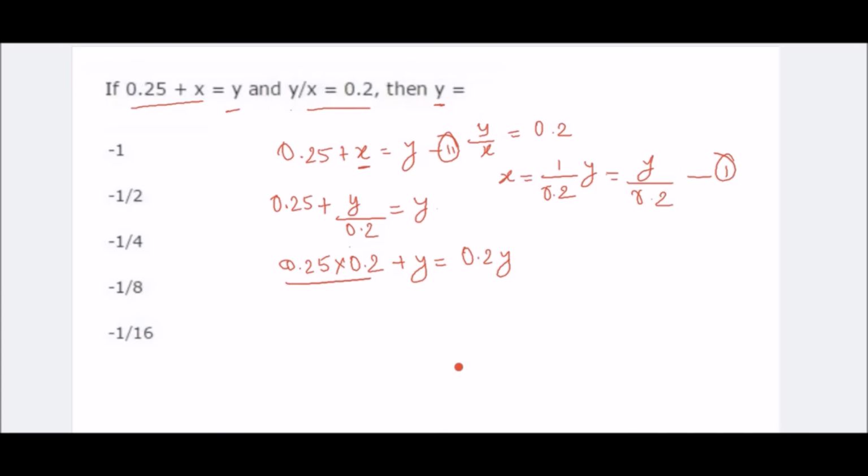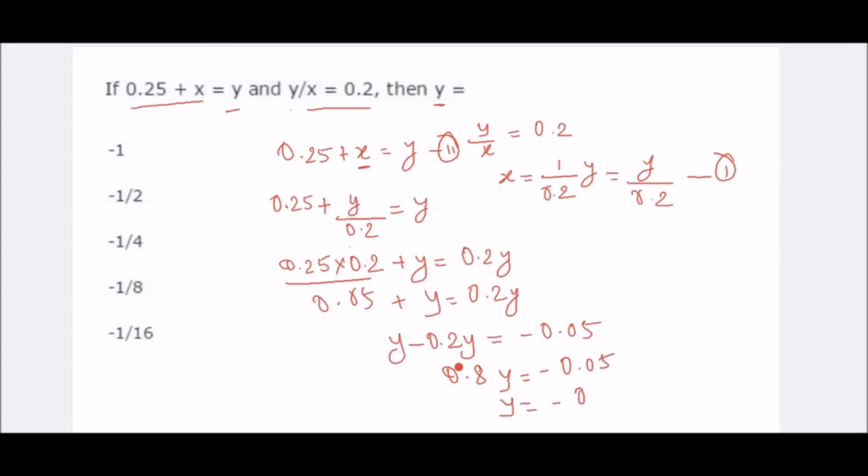So this value becomes 0.05 plus y is equal to 0.2y. So make y on one side: y minus 0.2y, so 0.8y is equal to minus 0.05, and y is equal to minus 0.05 divided by 0.8.